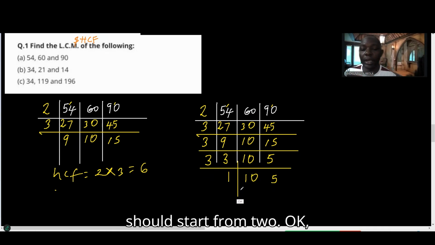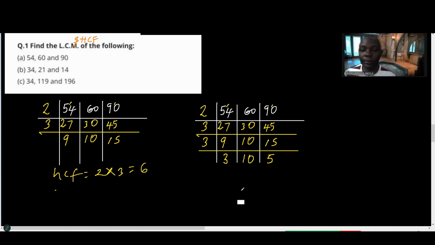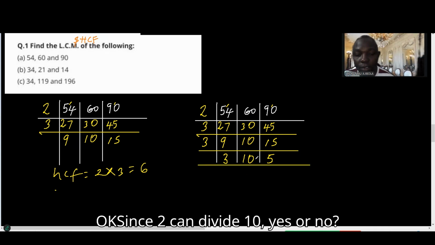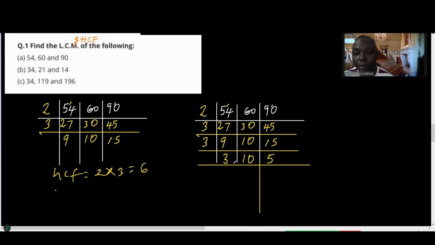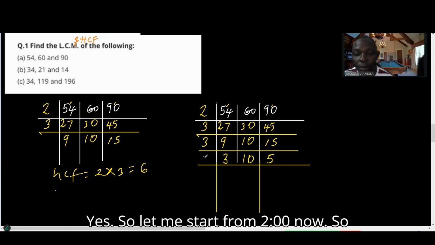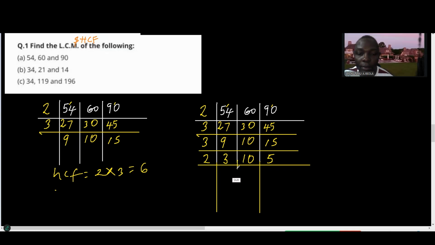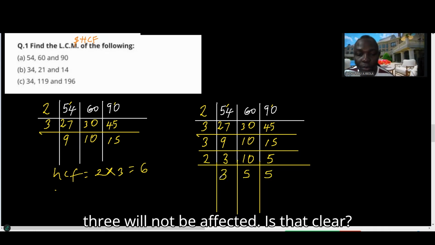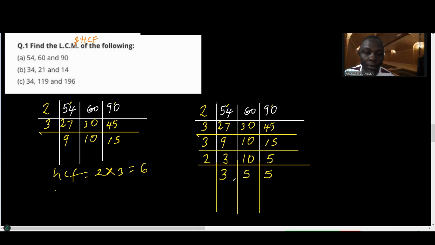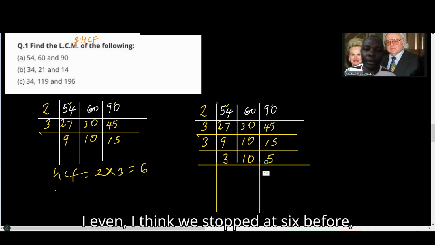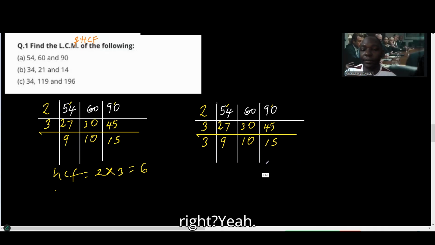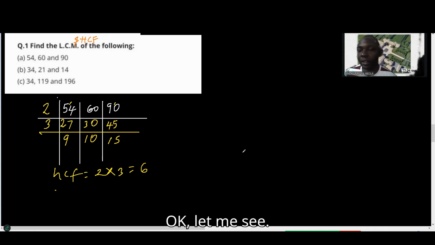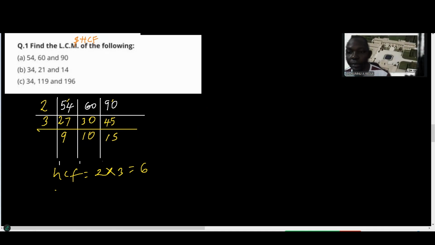Or better still, I should start from 2. Since 2 can divide 10, yes or no? Yes. So let me start from 2 now. So 2 in 10 is 5. This 5 will not be affected, this 3 will not be affected. Is that clear? Wait. I think we stopped at 6 before, right?